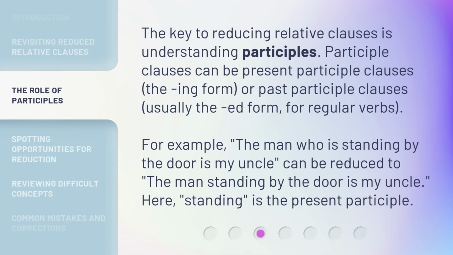The key to reducing relative clauses is understanding participles. Participle clauses can be present participle clauses, the ing form, or past participle clauses, usually the ed form for regular verbs. For example, "The man who is standing by the door is my uncle," can be reduced to, "The man standing by the door is my uncle." Here, standing is the present participle.